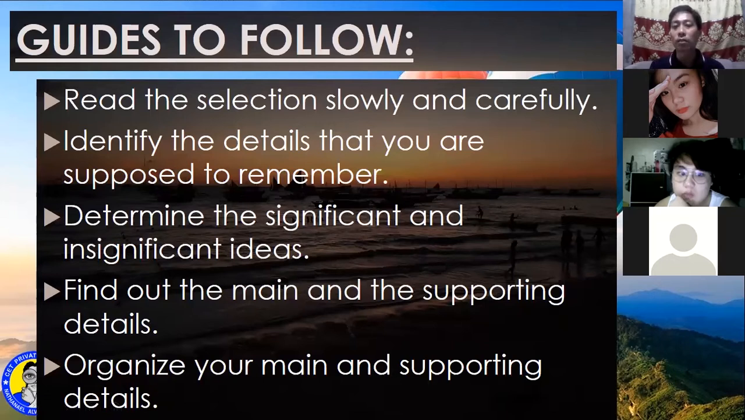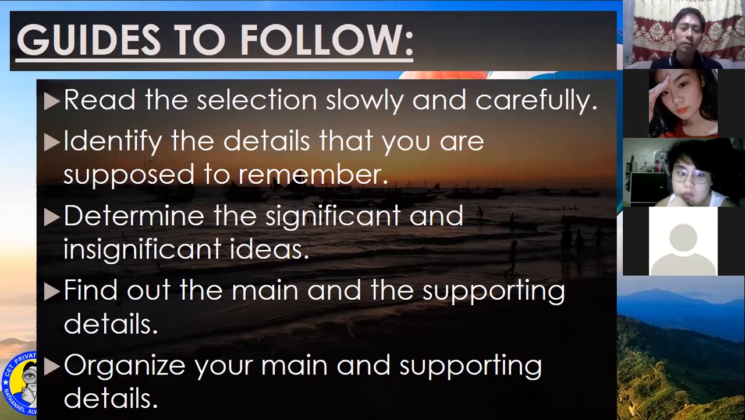Identify the details that you are supposed to remember. And you can do that by writing them down. Guys, taking notes, when you write down something, it also helps you with memory recall.